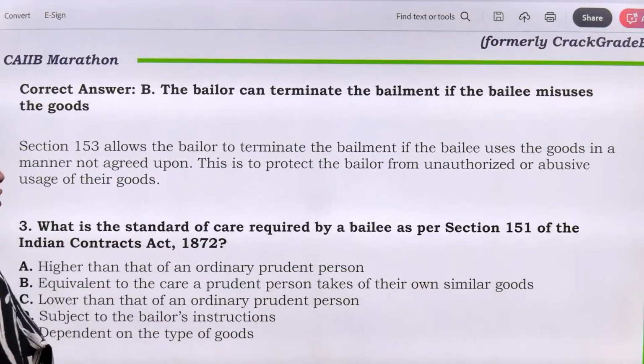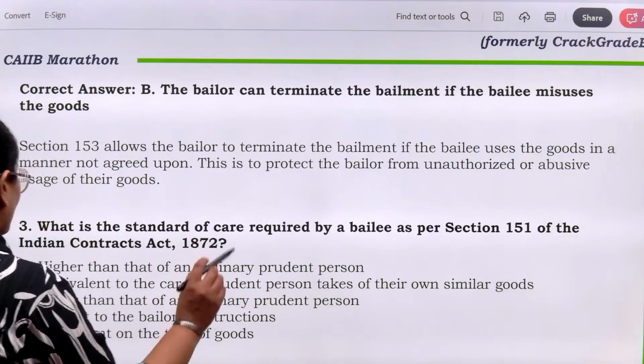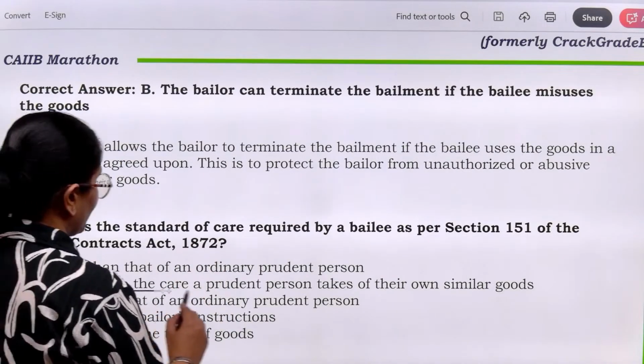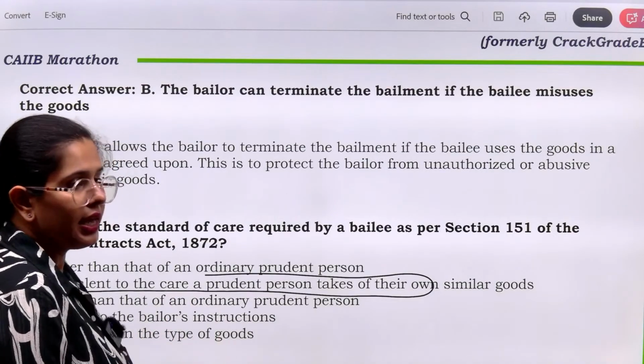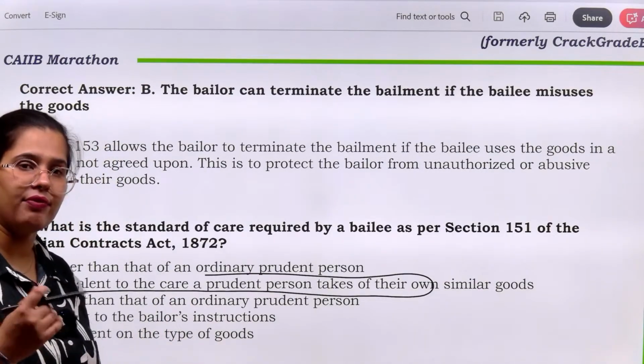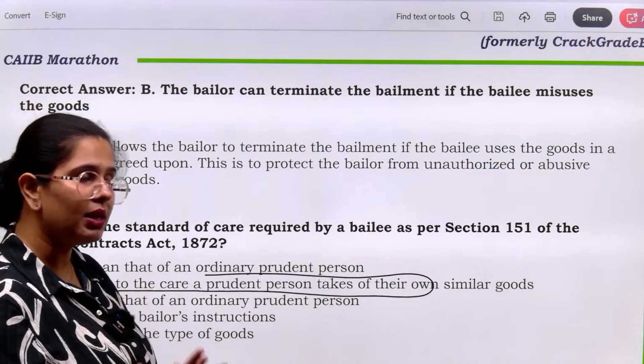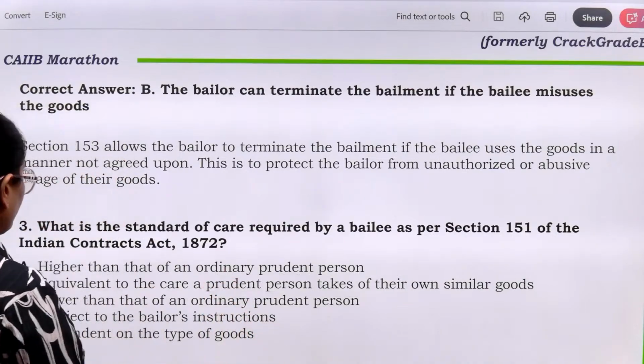What is the standard of care required by the bailee? What kind of standard of care is required? It should be equivalent to the care that a prudent person will take of his own goods, right? So, if I have taken goods from somebody, I have to take care of the goods in a similar manner as if the goods belong to me.